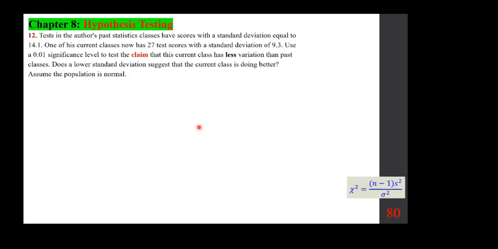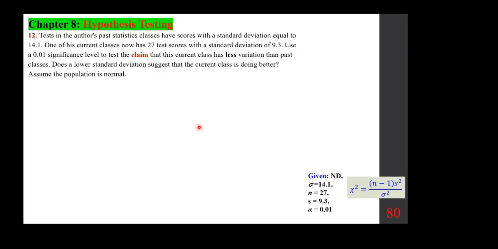One of his current classes now has 27 test scores with a standard deviation of 9.3. Use a 0.01 significance level to test the claim that this current class has less variation than past classes. Does a lower standard deviation suggest that the current class is doing better? Assume the population is normal.